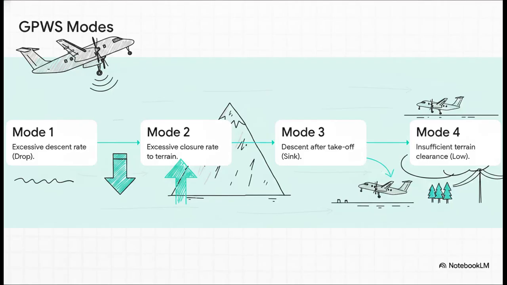GPWS breaks ground threats down into 4 very specific, dangerous flight profiles. Mode 1 triggers if you are dropping too fast. Mode 2 triggers if the terrain is rising rapidly toward you. Mode 3 activates if you start sinking right after takeoff. And Mode 4 triggers if you are flying too low without the proper gear or flap configurations. The absolute easiest way to memorize the 4 fatal flaws that GPWS monitors is the phrase drop, rise, sink, low.